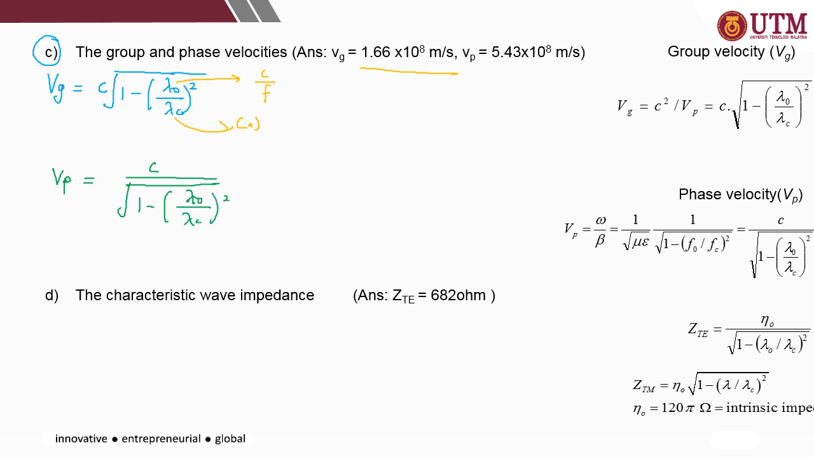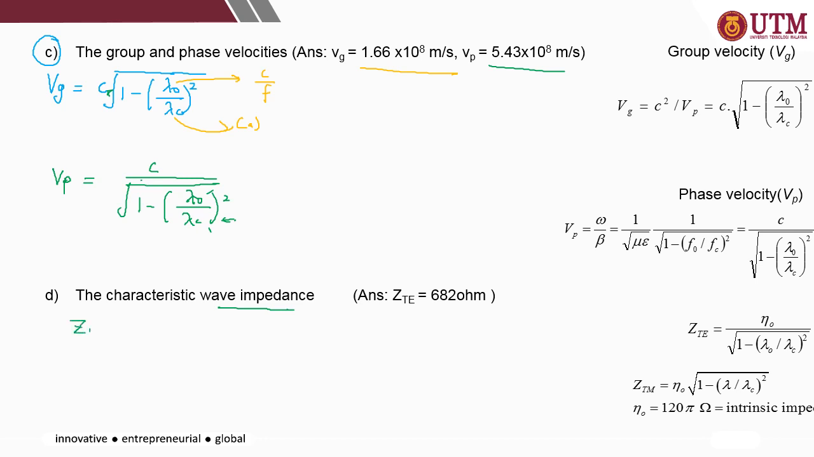So the difference between Vg and Vp is that this one is multiplied by c and this one is divided by this group. Okay, so you know the lambda naught and you know the lambda c, so you can get the Vp straight away equal to this. Okay, lastly, the ZTE, the characteristic impedance at the dominant mode.